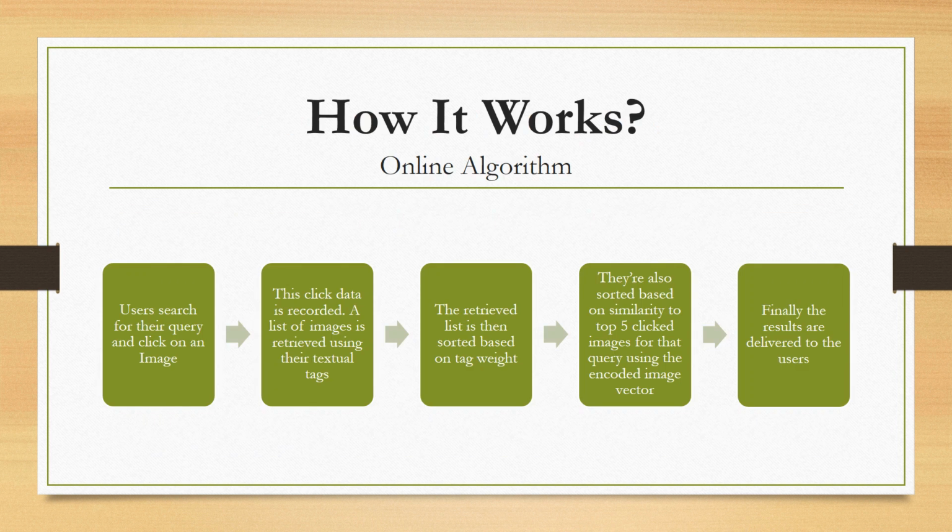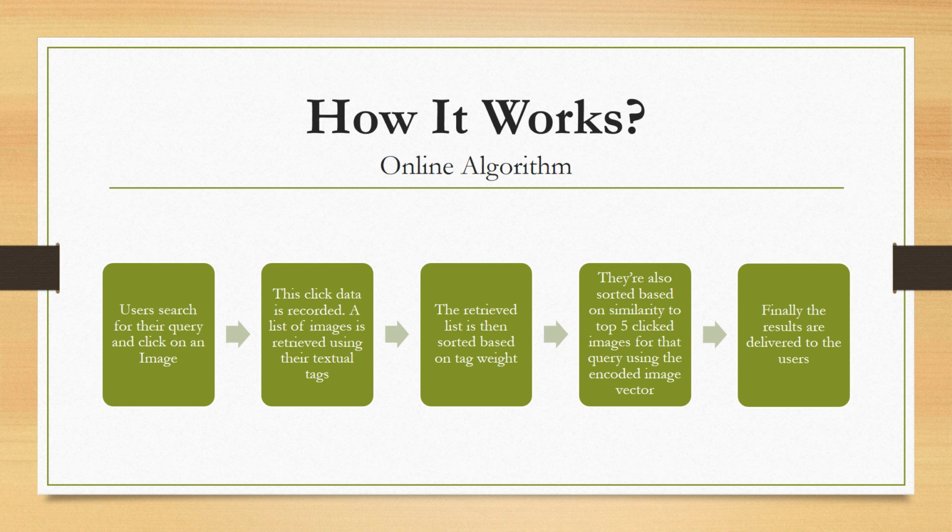So basically how our algorithm works is the user searches for their query and clicks on an image. This click is recorded and a list of images is retrieved using their textual tags. The retrieved list is then sorted based on a tag weight. So we have already assigned tag weights to the images. Apart from this, they are also sorted based on similarity to the top 5 clicked images for that query. And how we're sorting these is we're using the encoded image vector.